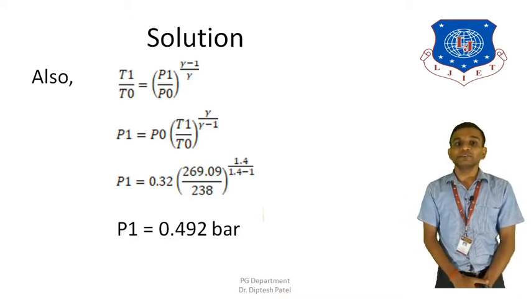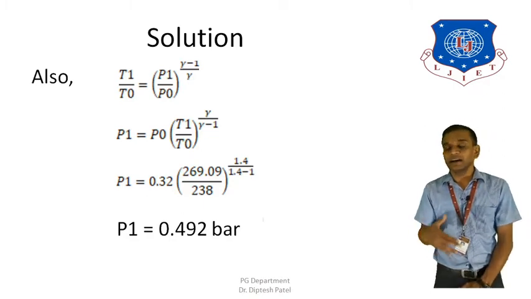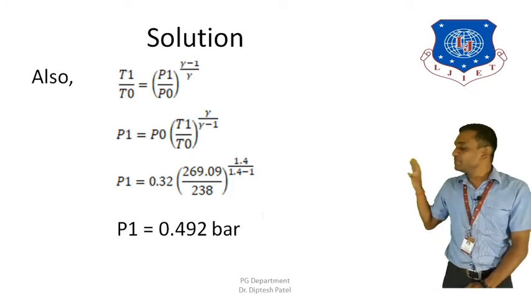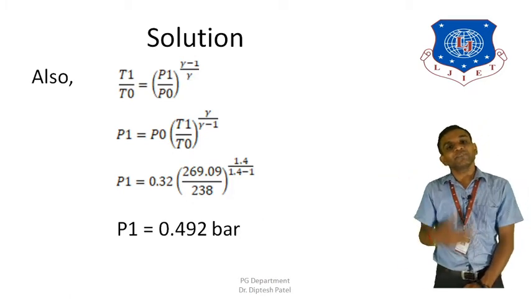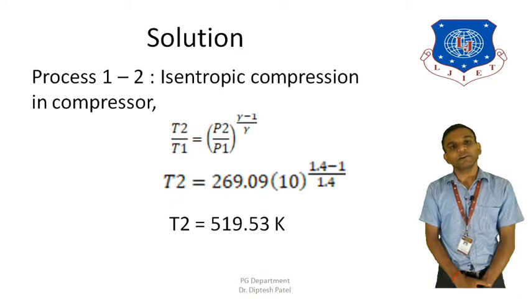I have all these values. I have P0, that is 0.32 bar, then T1 is 269.09, what we found out in the first step, and T0 is given 238, and also the value of gamma is given, 1.4. So we are just going to put the values in this equation and we find out the value of P1. So here P1 is equal to 0.492 bar. Now let's move forward. Let's find out the value of T2.